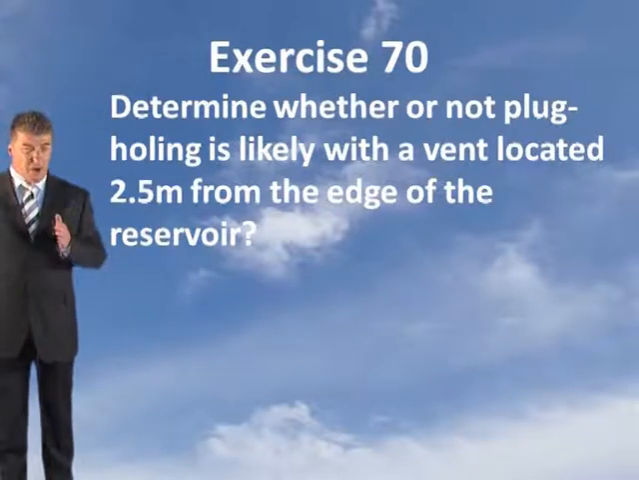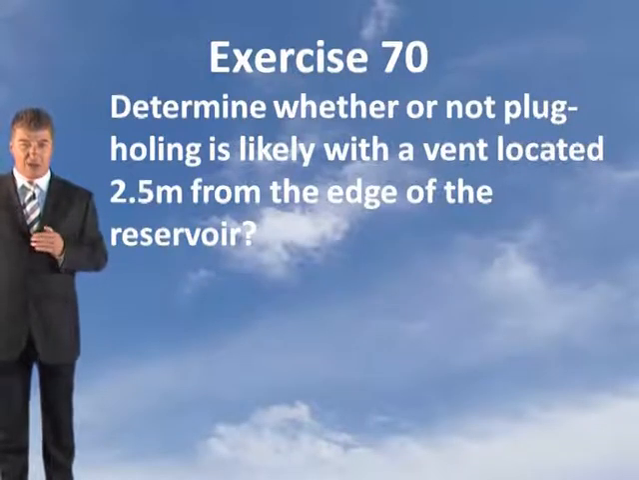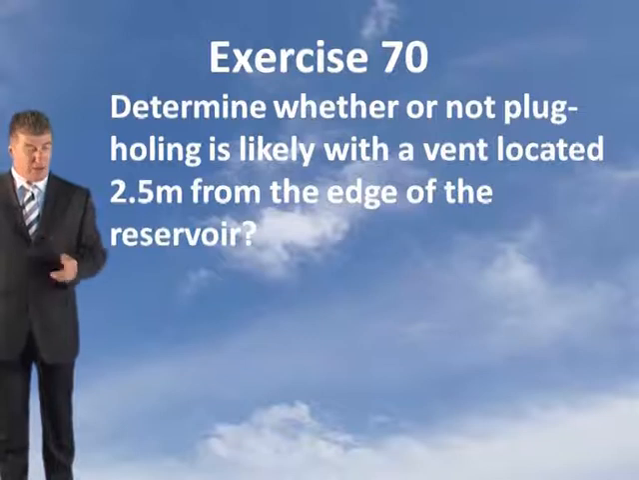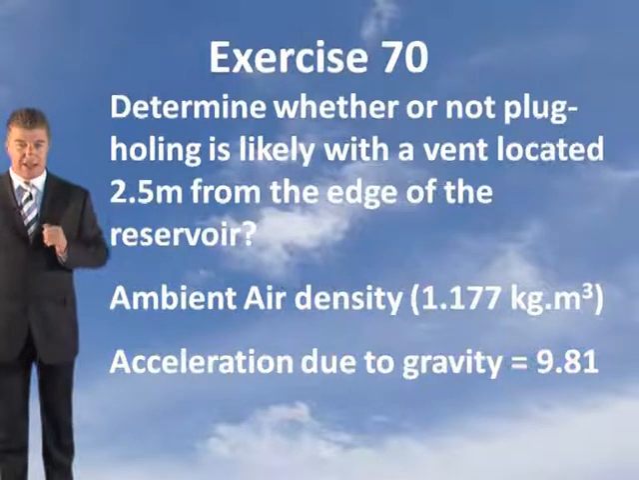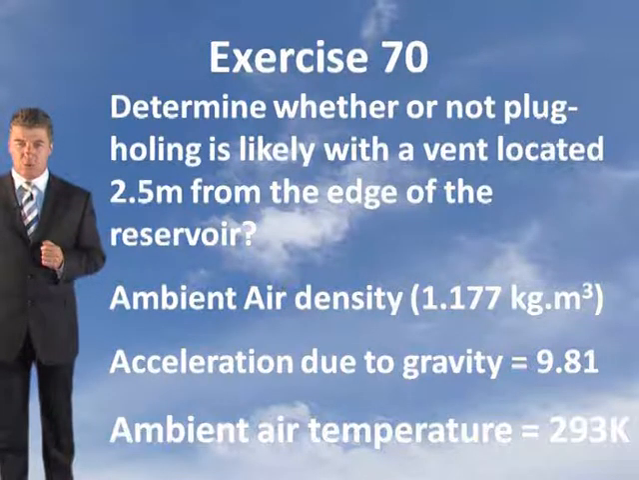Exercise. Determine whether or not plug holing is likely to occur from a vent located 2.5 metres from the edge of a reservoir with the following parameters. The density of ambient air is 1.177 kilograms per metre cubed. Acceleration due to gravity is 9.81 metres per second squared. And the ambient air temperature is 293 degrees Kelvin.